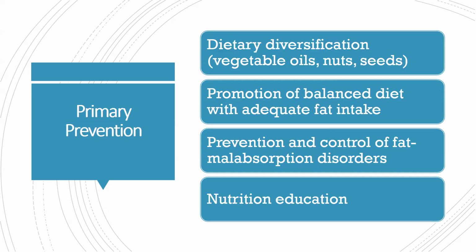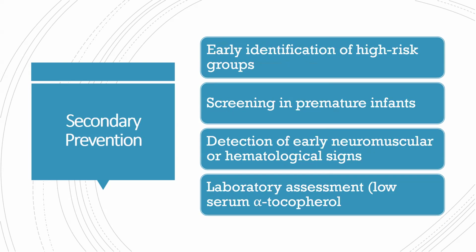So again, applying the three levels of prevention. The primary prevention involves dietary diversification with vegetable oils, nuts and seeds, promotion of balanced diet with adequate fat intake, prevention and control of fat malabsorption disorders, nutrition education.